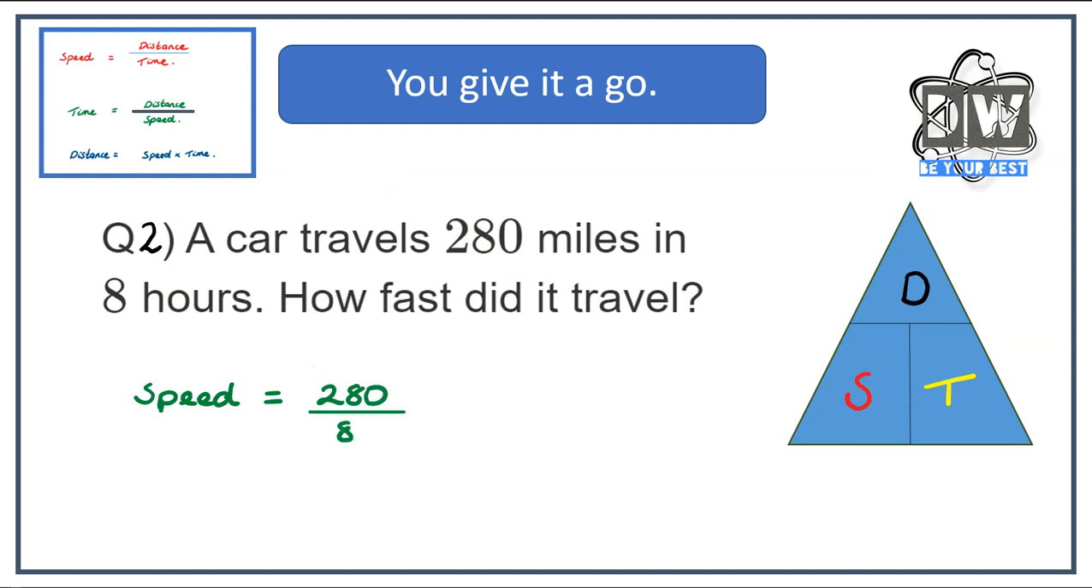So again, you can do that on your calculator. And what you'll find is that speed equals 35 miles per hour. That miles per hour bit is really important, so we've got to write that down, okay? We know it's miles per hour because we've got miles here and we're talking about hours there.